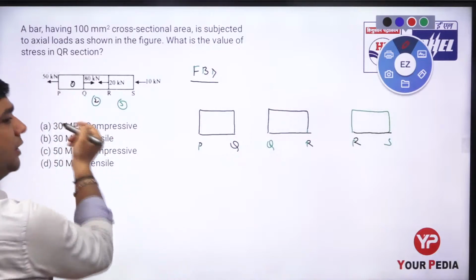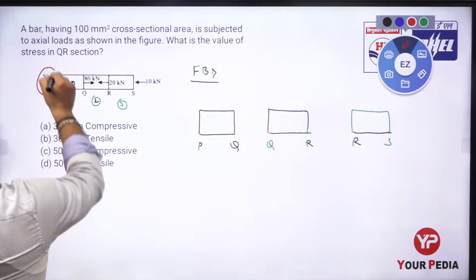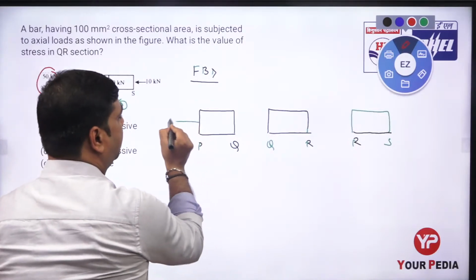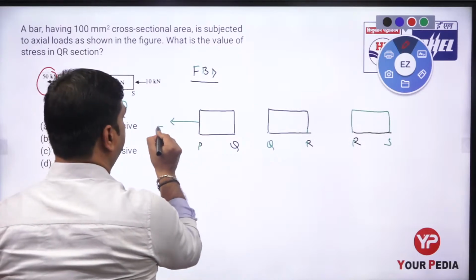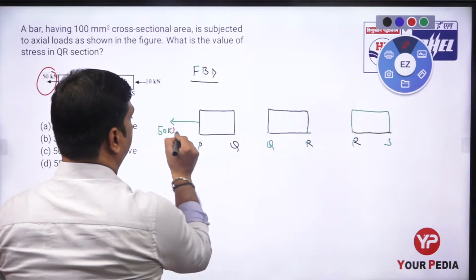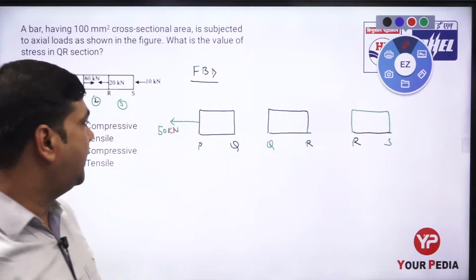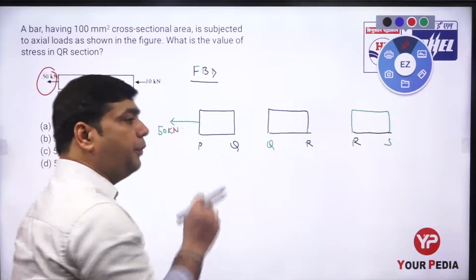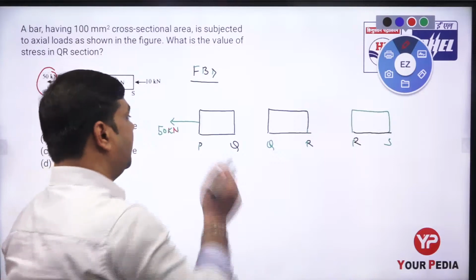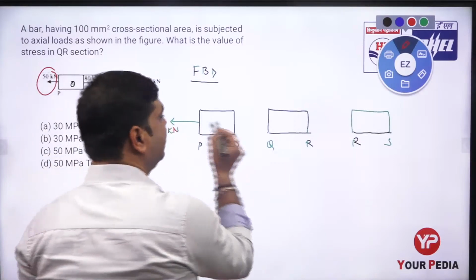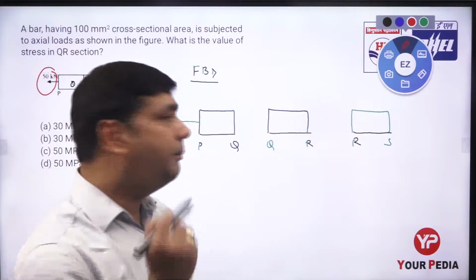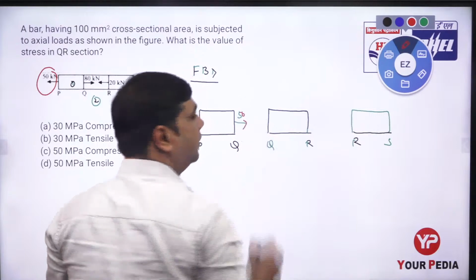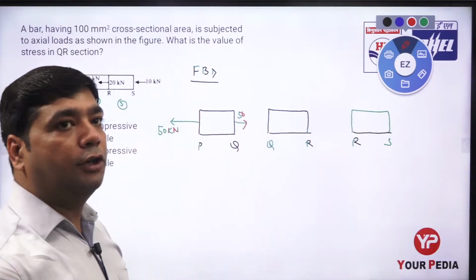Initially, you see there is one force of 50 kilonewton acting on the left hand side. First of all, take this one at side P, that is 50 kilonewton. 50 kilonewton load is acting on the PQ side. Now we want our body to be in equilibrium. How will the body be in equilibrium? It is in equilibrium only if I apply the same amount of force on the right hand side of the member. So we also apply 50 kilonewton on the right hand side. Okay. Now the member is in equilibrium.